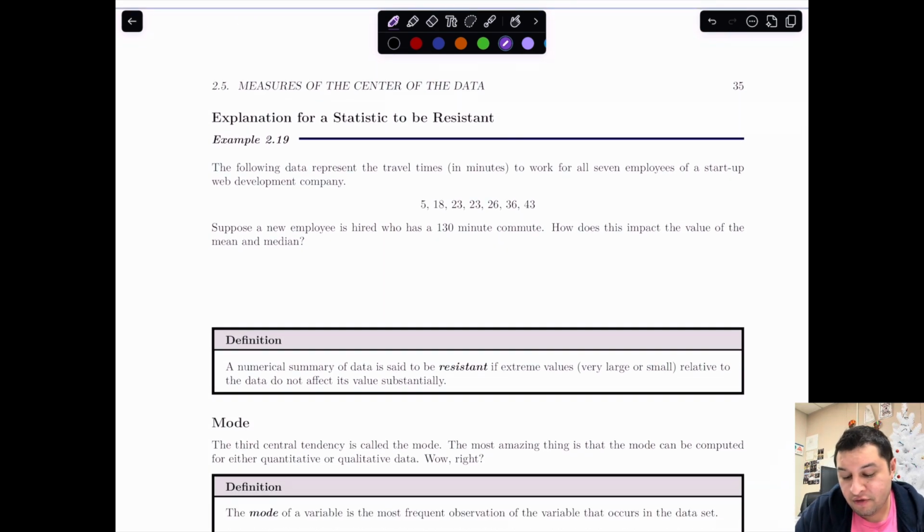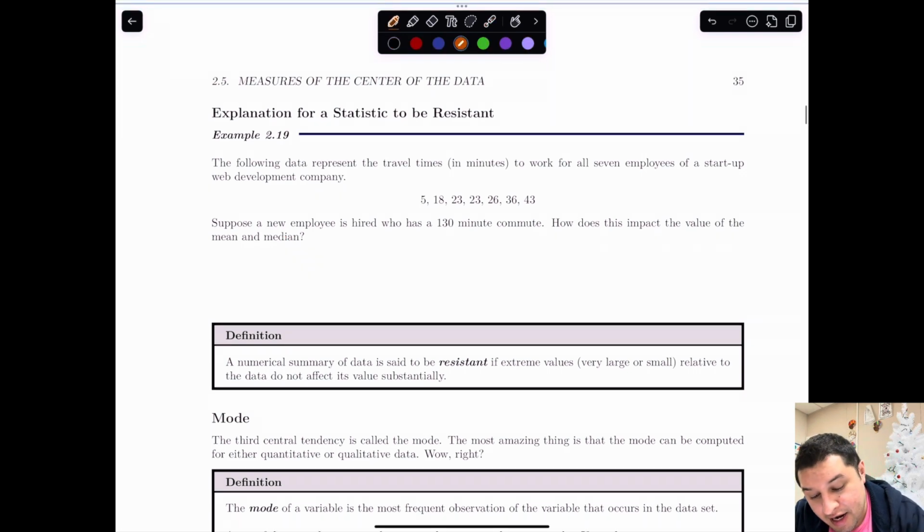So here is the explanation for a statistic to be what's called resistant. Let's look at our following data one more time. Let's just say, what if I hired someone that now has 130 instead of 70 minutes? So let's say the 70 minute guy came and was gone. He was like, I can't do this anymore. But then somebody new came and they're like, I can do a long commute, even longer than he can. And that's a 130 minute commute now. So now we're just going to add in 130 over here.